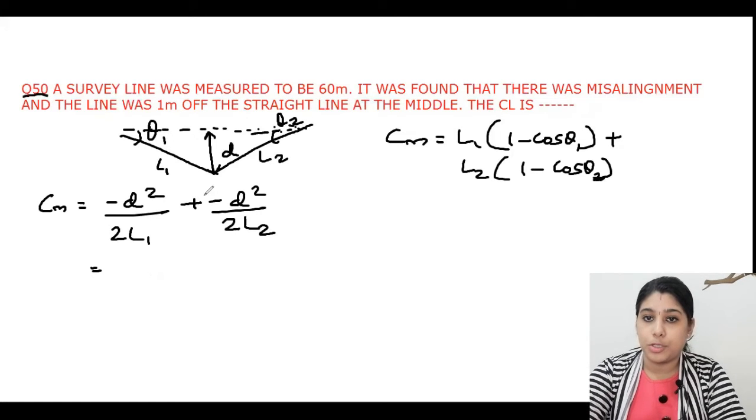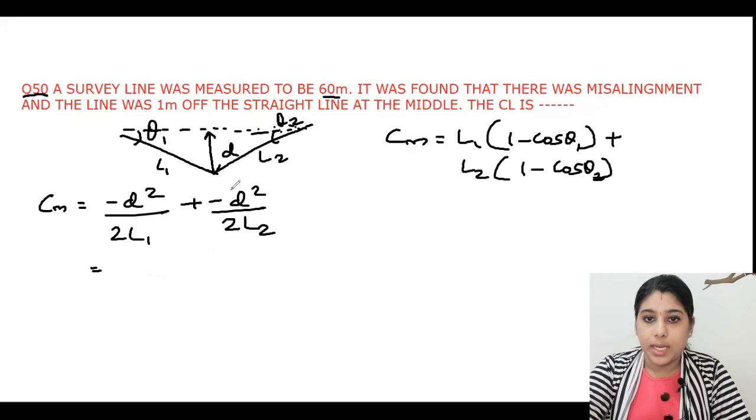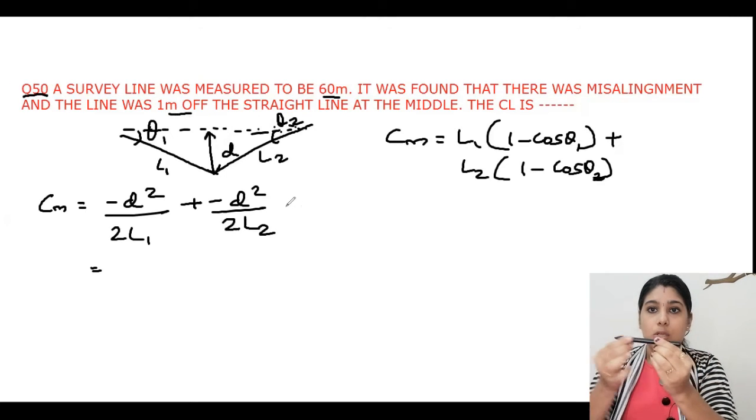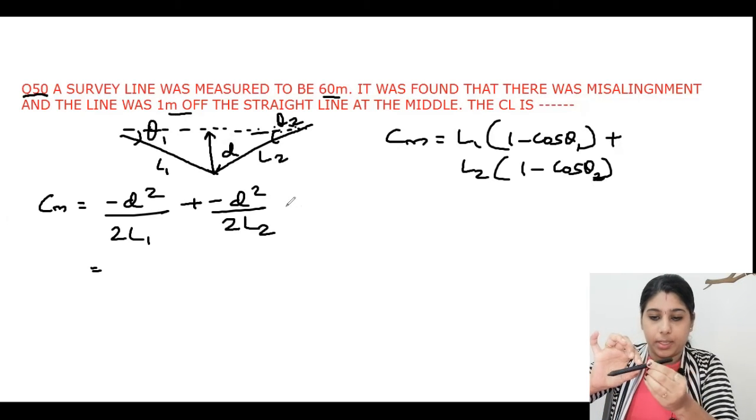So question number 50. A survey line was measured to be 60 meter. Okay, so total length means 60 meter, and it was found that there was misalignment and the line was 1 meter off the straight line at the middle. So there was a depression. That D they have given us, that it is 1 meter off. That means it was actually a straight line. Okay, so in the middle what happened? A small depression happened, and it is 1 meter.